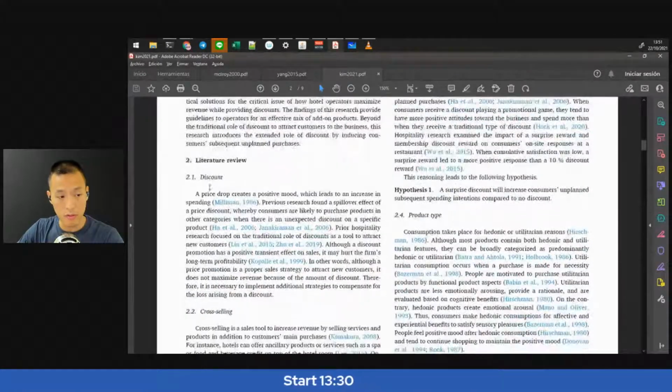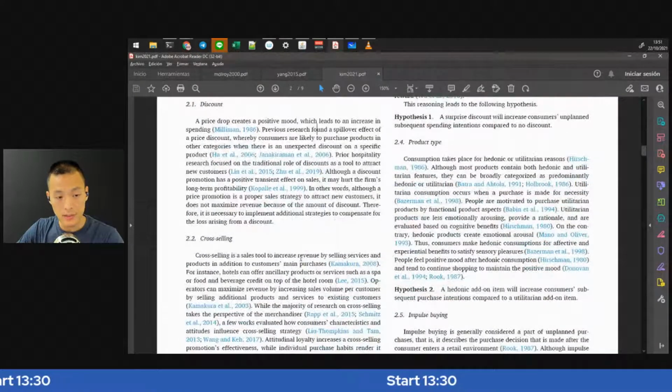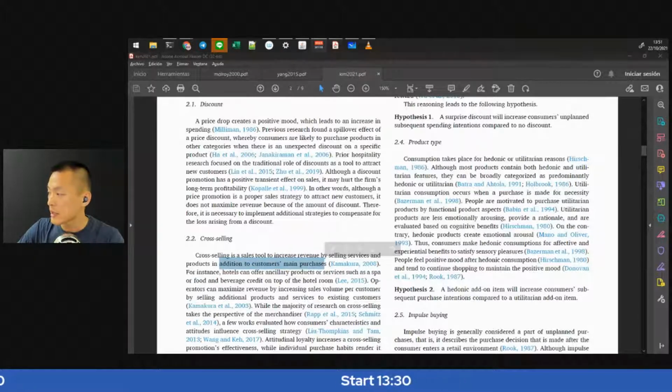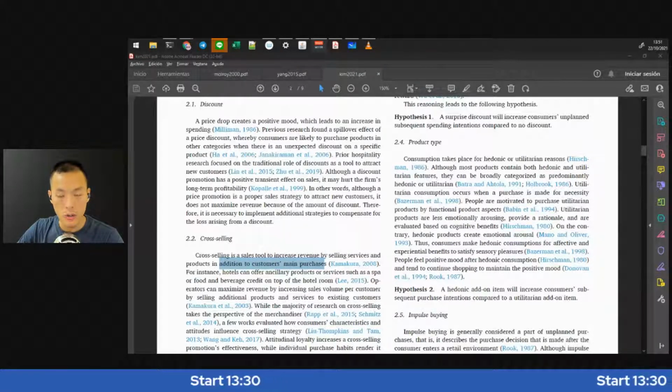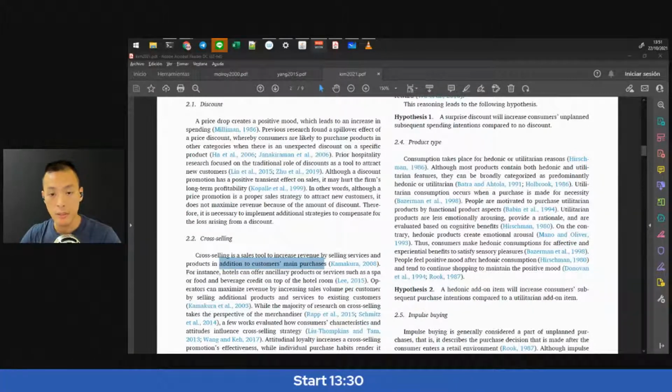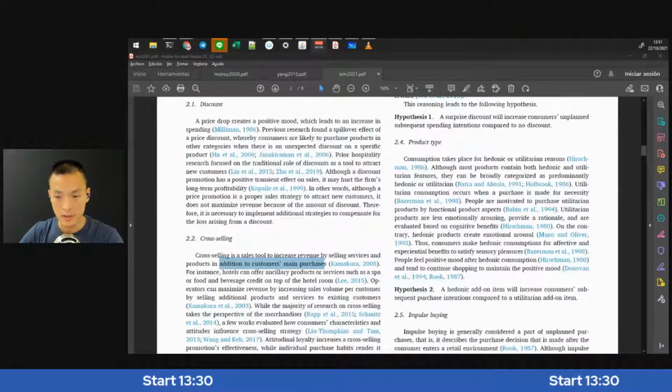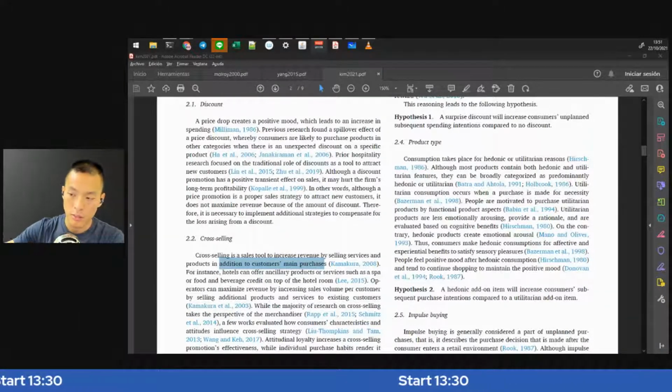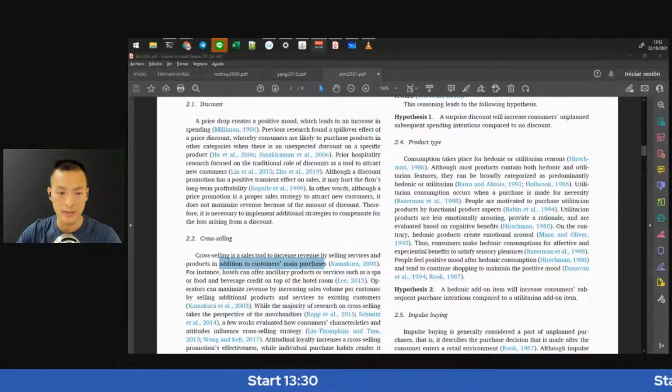So we go into the lit review, and it's going to define discount. Cross-selling is a method to increase revenue by selling services and products in addition to customers' main purchases, right? This fits really well with our observation that this research project is only applicable to the hospitality industry. You sell a room, but on top of that, you also sell spa services or fancy dinners. So that's cross-selling, and that's all you need to know as far as 2.2 is concerned.